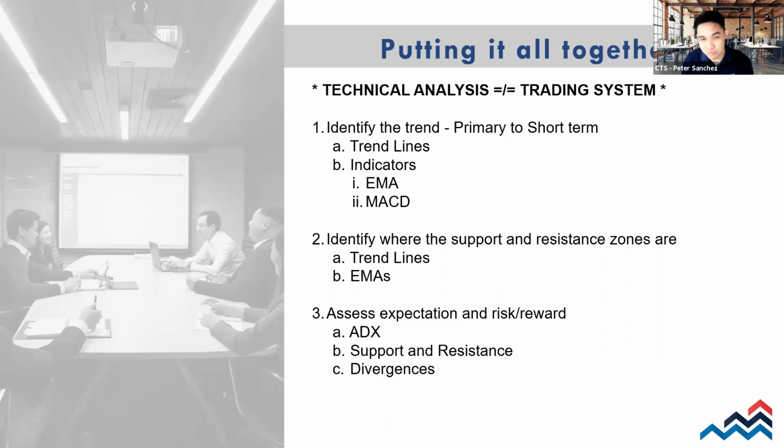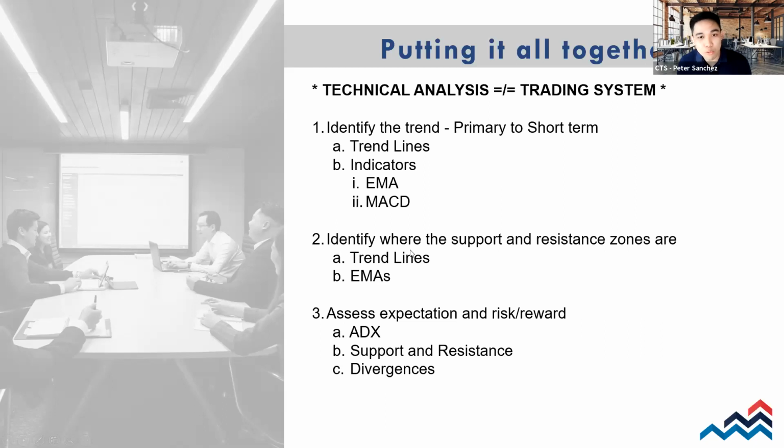Ayun. To sum it all up, no? Sa mga natutunan natin, in analyzing the technicals or the chart, first, we need to identify the trend. Primary, short term, we use the trend lines. Hopefully, natutunan nyo kung paano mag-drawing ang trend line sa akin, since paulit-ulit kong pinagdo-drawing yan. Sana na-gets nyo yun. We can also use the indicators, the EMAs, and the MACD.